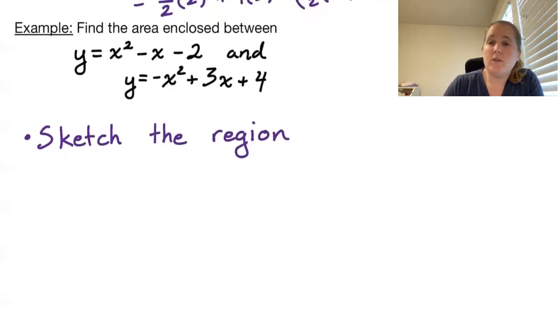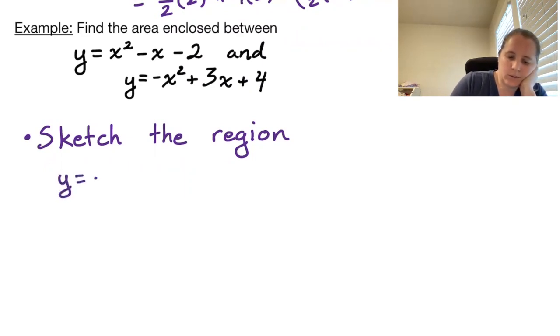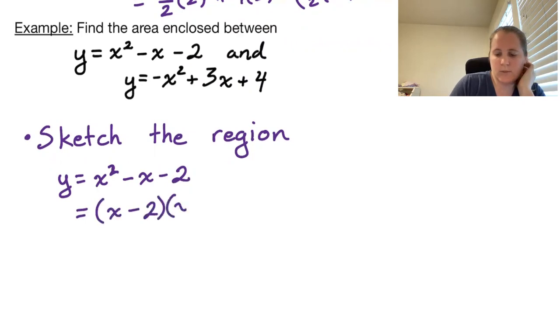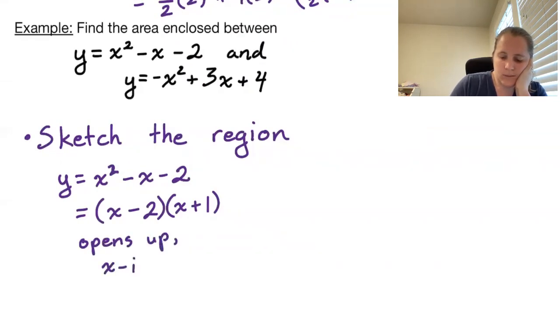So they were looking at two parabolas. I'm going to use whether they open up or down and their x-intercepts to figure it out. So y equals x squared minus x minus 2. This factors as x minus 2 times x plus 1. So this opens up, and it has x-intercepts of -1 and 2.